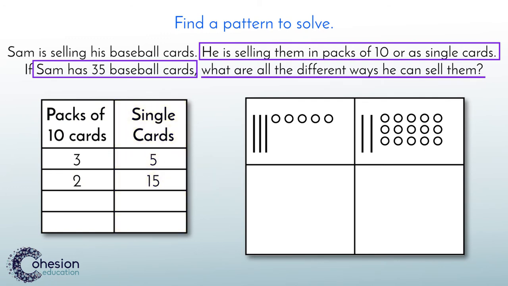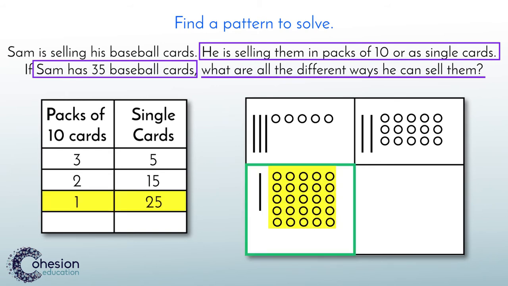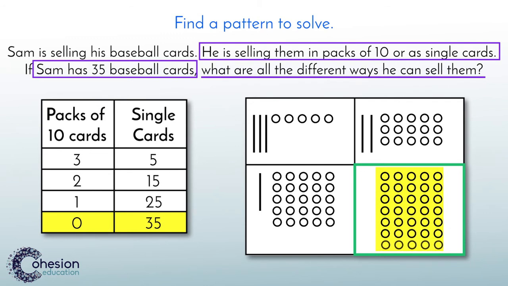Let's keep going. The next way we can represent 35 with tens and ones is with 1 ten and 25 ones. And then the last way we can represent 35 is with 0 tens and 35 ones. If students recognize the pattern, they do not need to continue drawing out the numbers with quick pictures. The goal is to have students recognize the pattern and be able to fill in the chart without the drawings. This is how we find patterns in place value to solve word problems.